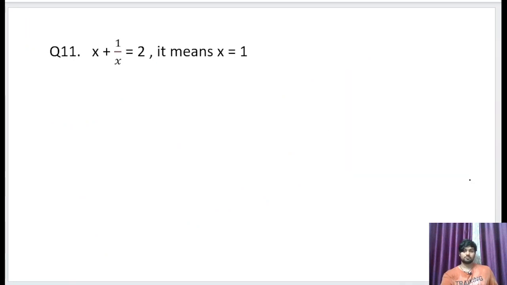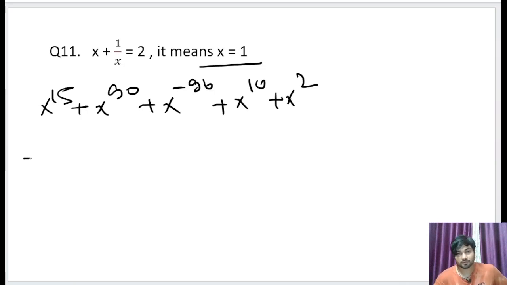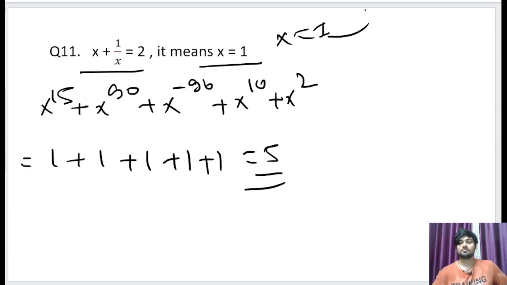For example, if this is given as x plus 1 upon x equals to 2, which means x is equals to 1. So if someone asks x to the power 15 plus x to the power 90 plus x to the power minus 96 plus x to the power 10 plus x to the power 2, what will be its value? You will simply write 1 plus 1 plus 1 plus 1 plus 1 is equals to 5. That's it. Because you know, whenever x plus 1 upon x is equals to 2, then x is always 1. No need to think anything else apart from this. Should I move forward?